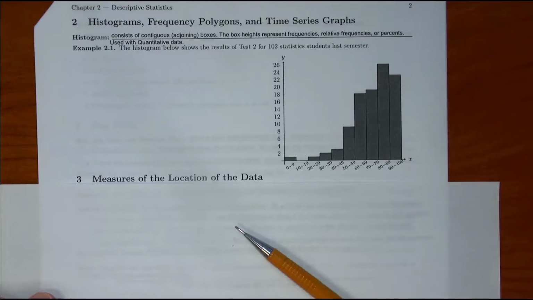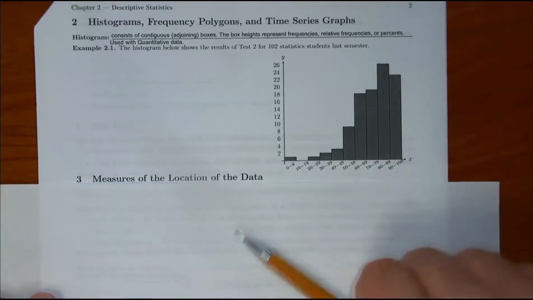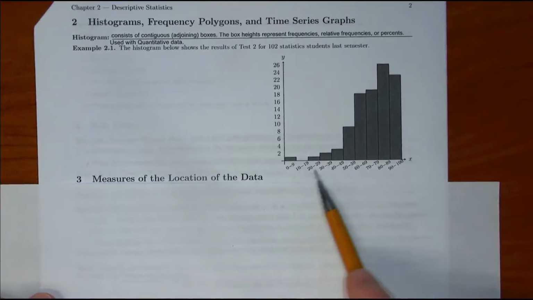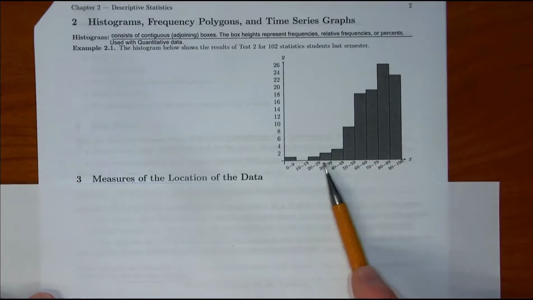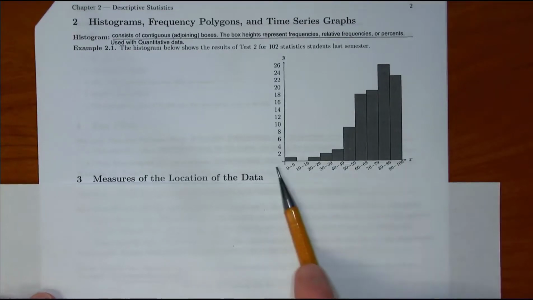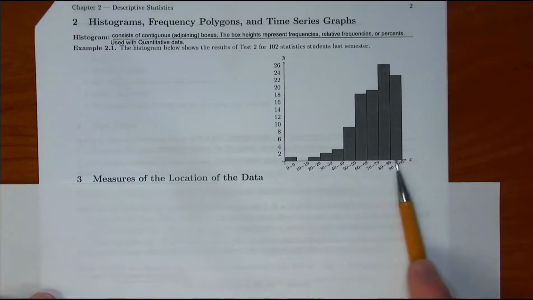With quantitative data, we allow the boxes to be right beside each other, because this is grouped data. Think about 0 to 9, 10 to 19, 20 to 29, etc. By definition, they're right beside each other. So it makes sense that the bars are adjacent, touching, because this is like a number line down here. Think about a number line from 0 to 100.